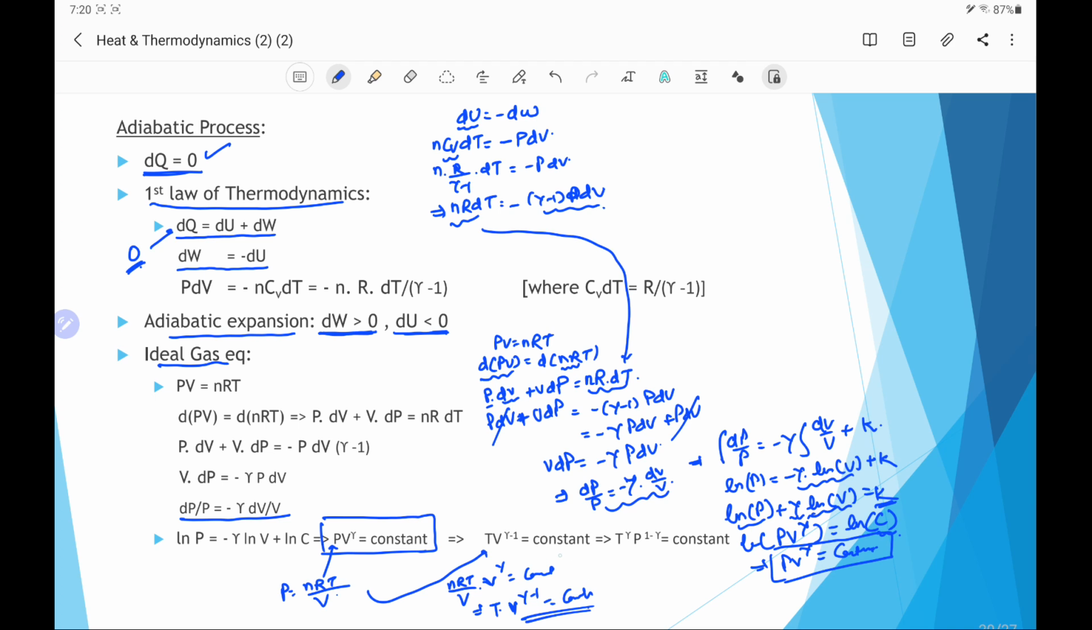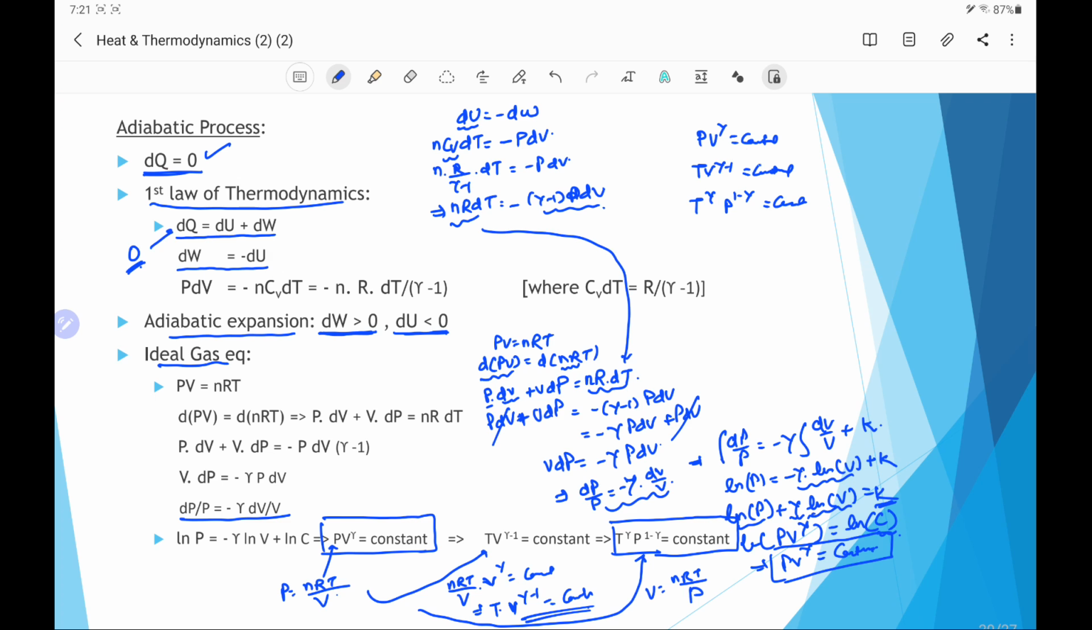Similarly, we can calculate the relation in terms of T and P by replacing V equal to nRT by P, and we will get T raised to the power gamma into P raised to the power 1 minus gamma equal to constant. So we have a very important relation for an adiabatic process: PV raised to the power gamma is a constant, or we can also write TV raised to gamma minus 1 is a constant. Similarly, another relation is T raised to the power gamma, P raised to the power 1 minus gamma, equal to constant.